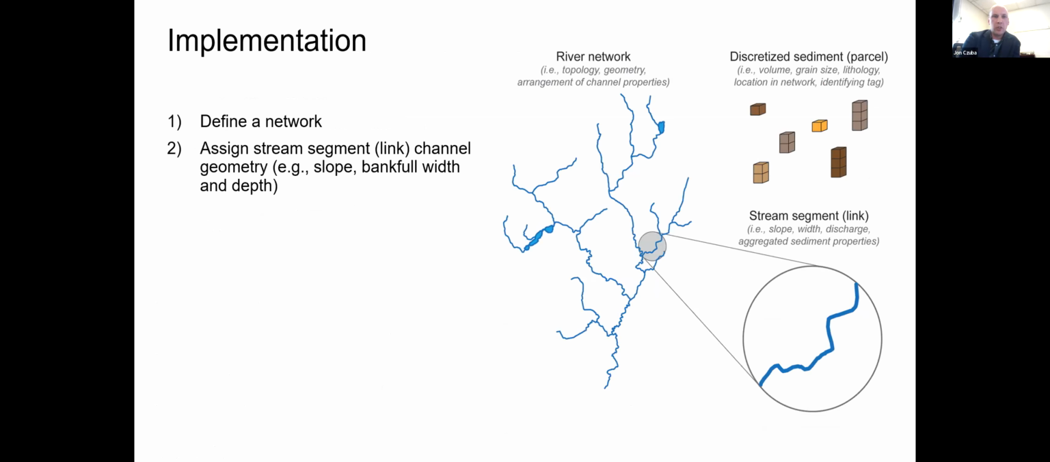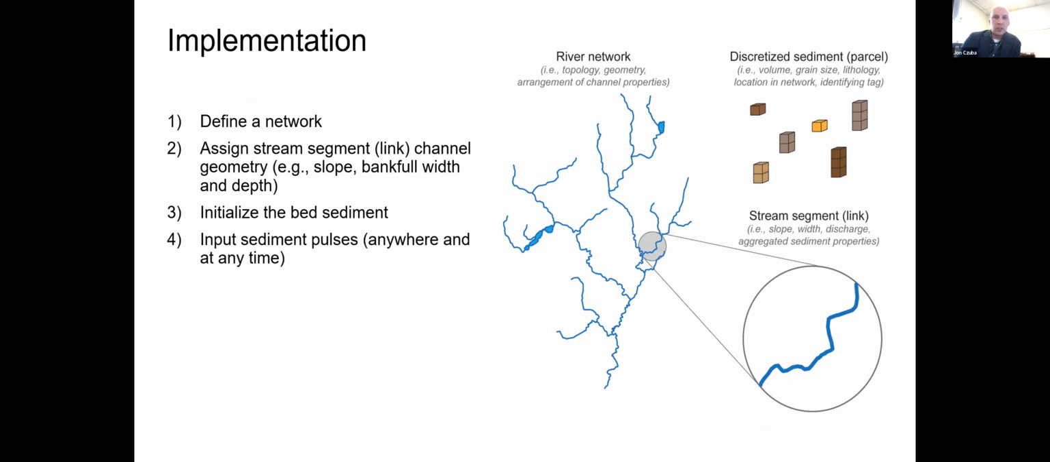So for implementation, we define a network, we assign stream segments. This is defining the characteristics. Some of the initialization steps are initializing the bed sediment, because if there's nothing there, you just have a bedrock floored channel. So you want to have some alluvial layer, perhaps, to start out that model. There are ways to do that. The key ways for model coupling are these next two. One is we want to input sediment pulses in space and time in some way. So really the key things we want to get at are what are the volume inputs in space and time, and what is the grain size distribution.